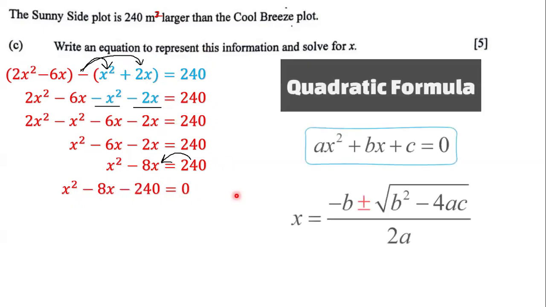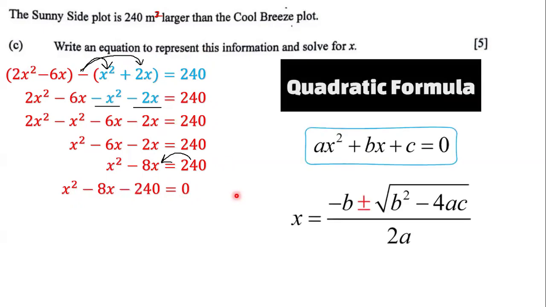Okay, so now we're going to use the quadratic formula. The quadratic formula says that if we have a quadratic equation expressed in the following way, ax squared plus bx plus c is equal to 0, then the solution for x is going to be equal to negative b plus or minus the square root of b squared minus 4ac all over 2a. And so that's the quadratic formula. And so we're going to apply the quadratic formula here.